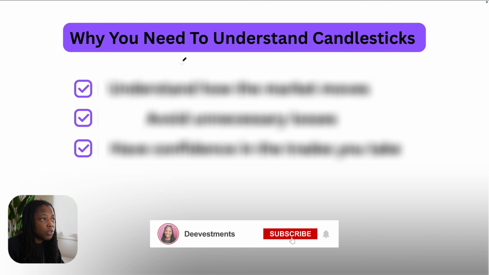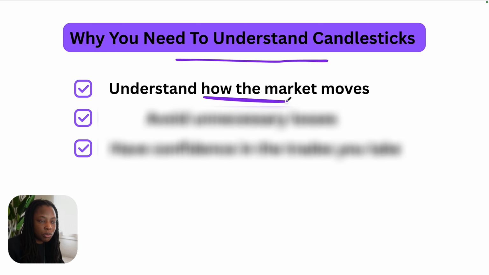So why do you need to understand candlesticks? You need to understand how the market moves. It's not enough to know where to enter trades. You need to know how to manage trades and also know where to exit your trades. And understanding candlesticks, how they form, what's going on in the market while you're in a trade, and when to just exit the trade is very important. Candlesticks tell you the story, and you need to be able to listen and be in tune with what the candles are telling you is printing at that time.